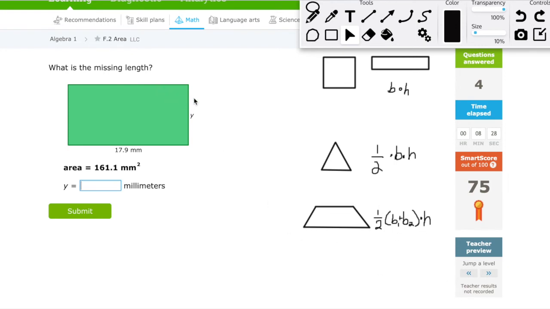Missing length. So we see a rectangle and I would know base times height is the area, but this time instead they give us the area and we're missing one of those. So what we would kind of have to set up is base times height. This is 17.9 times, and then we don't know what y is. We don't know what the height is. Equals, and then we do know the area is 161.1.